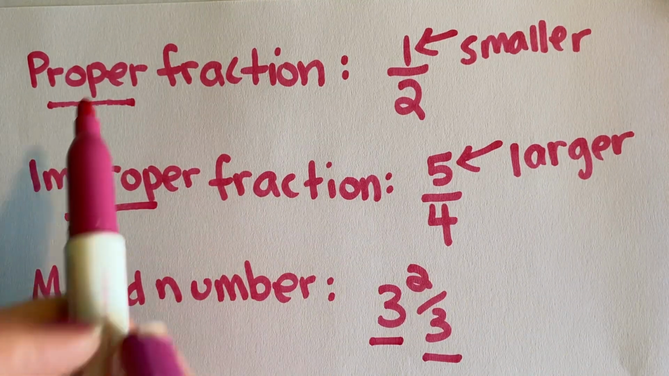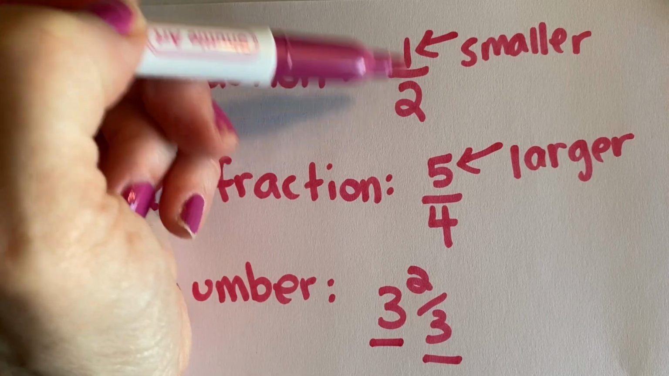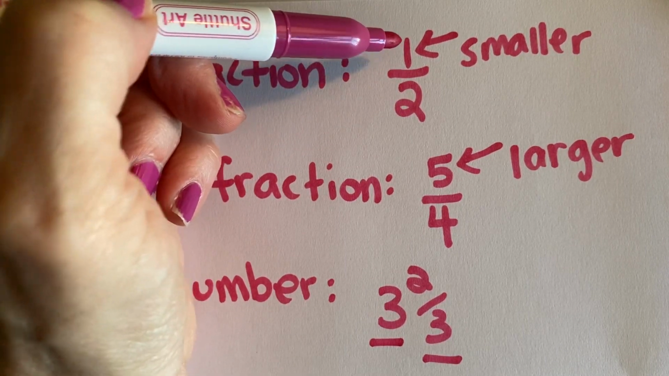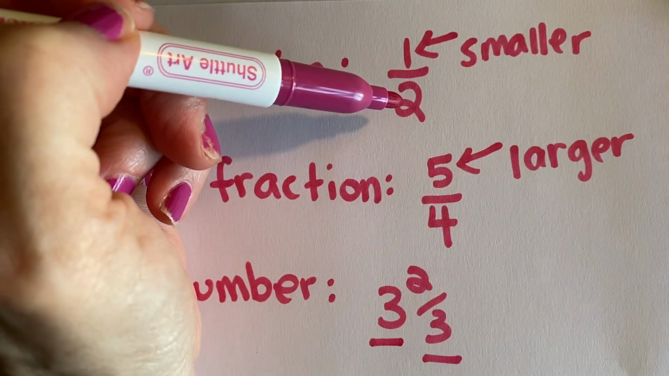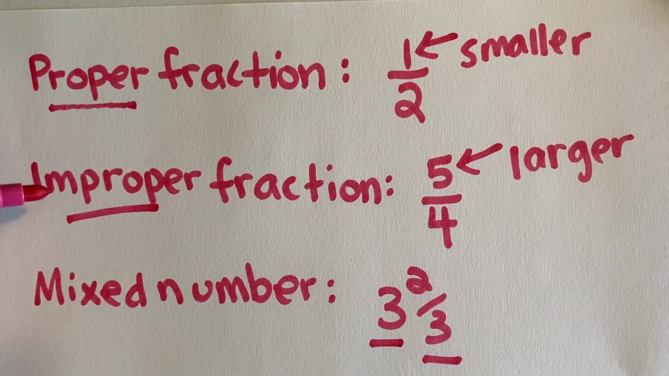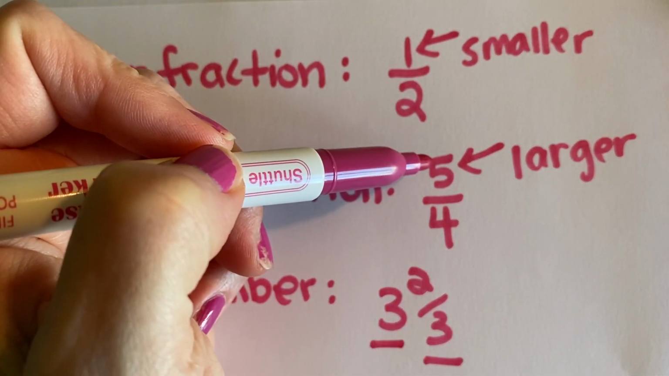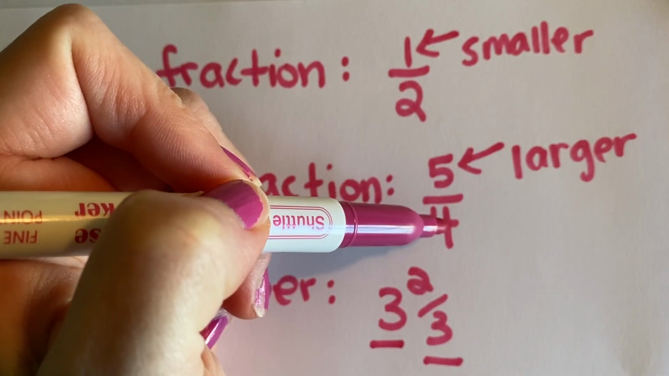So let's start with proper fraction. Proper means that your fraction has a numerator, or a top, that is smaller than the denominator, or the bottom. Improper fraction is the exact opposite of that. To be improper, the top must be larger than the bottom.